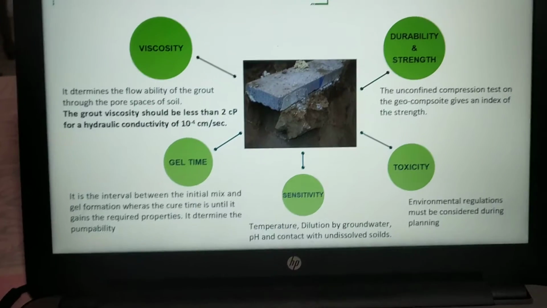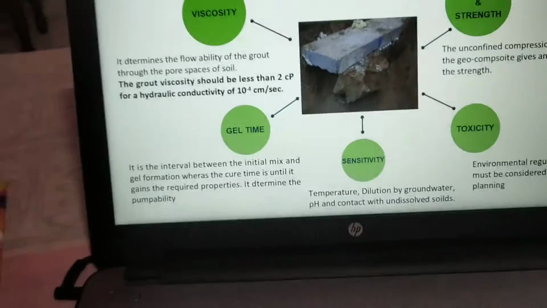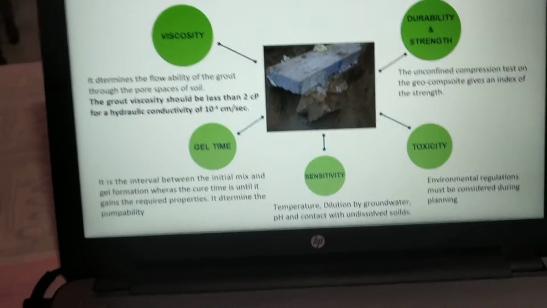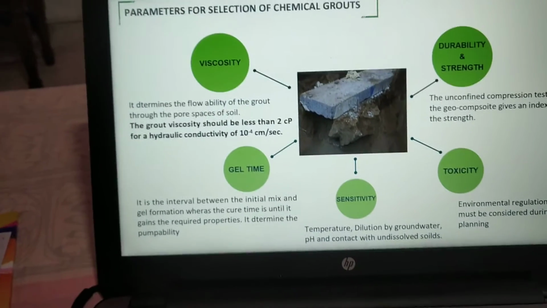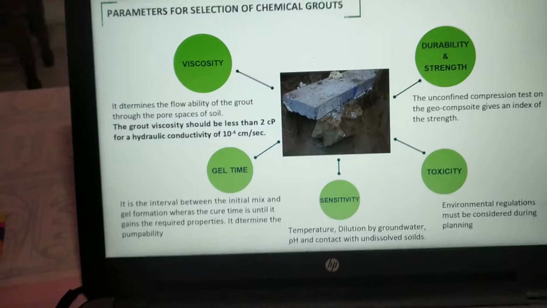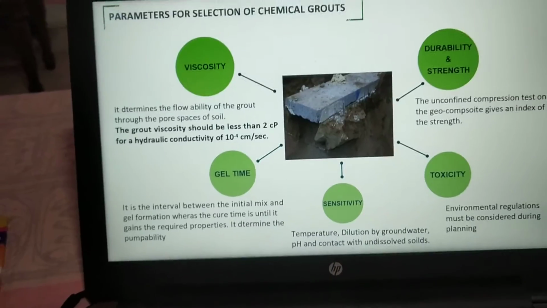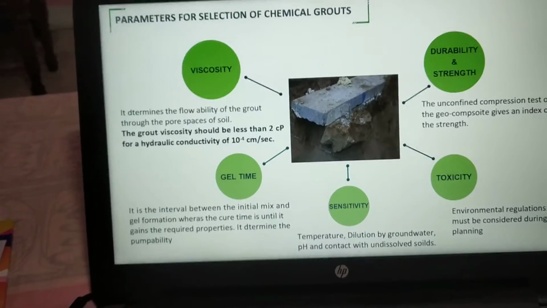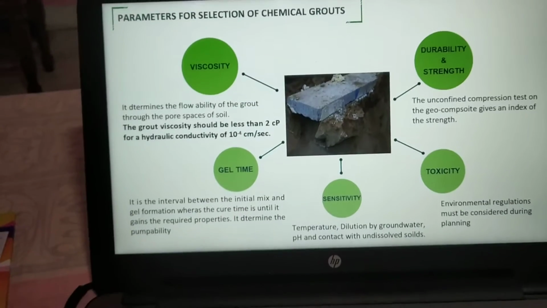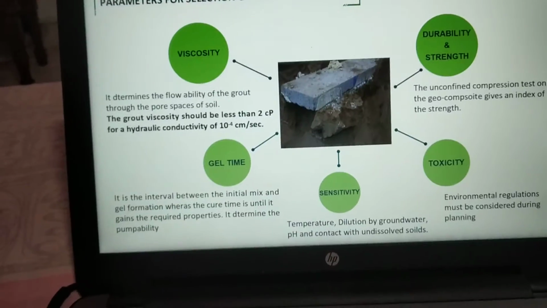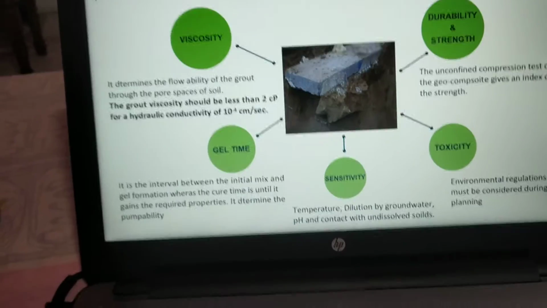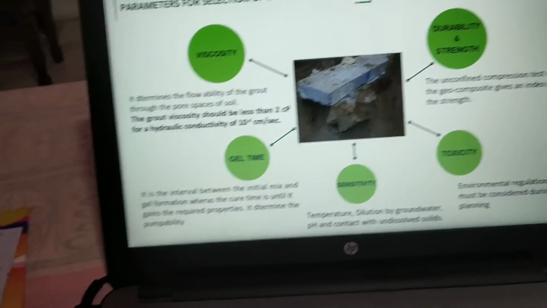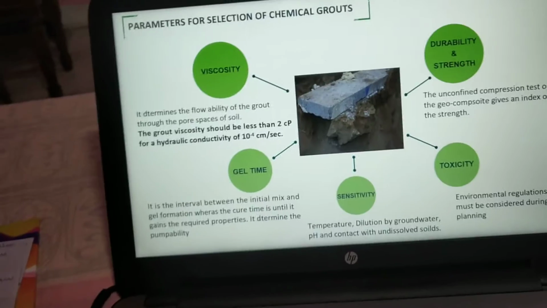Now, since there has been a lot of urbanization as discussed earlier, toxicity is a very important parameter while selecting a particular grout compound, as we have to keep in mind the various environmental regulations to be considered before planning to use a certain grout, because it will not only affect the groundwater properties, but at the same time will cause acid mine drainage too.